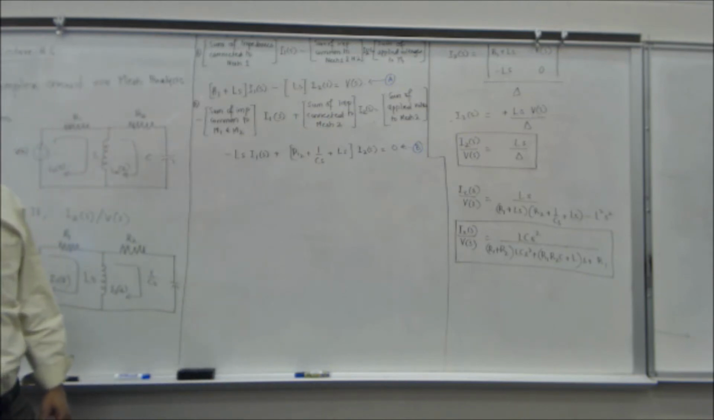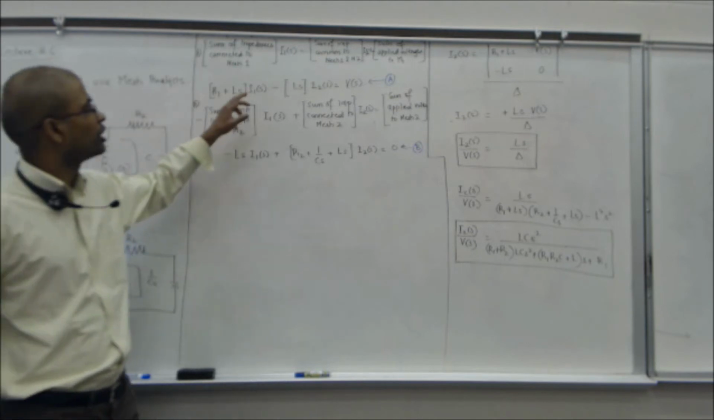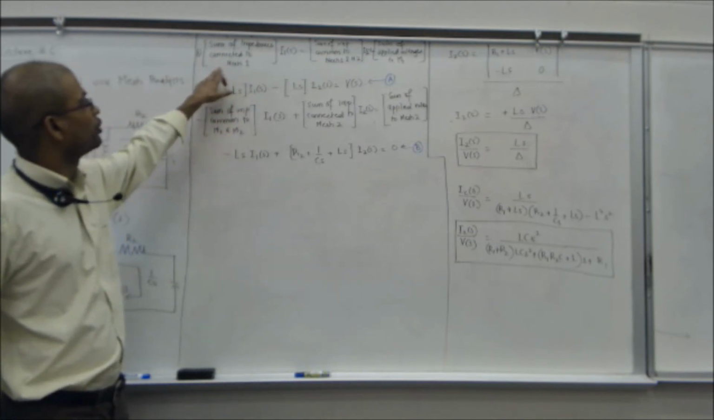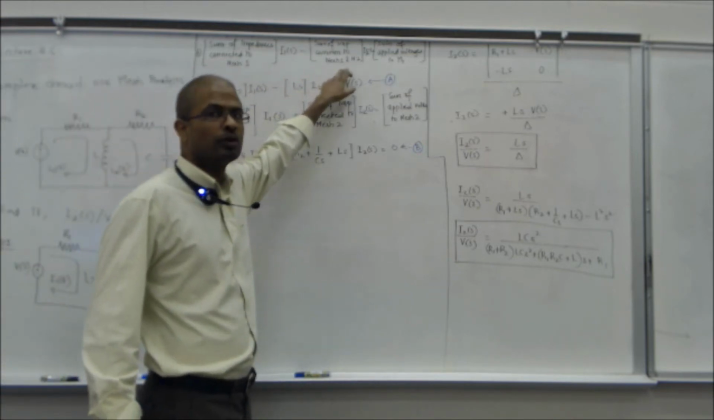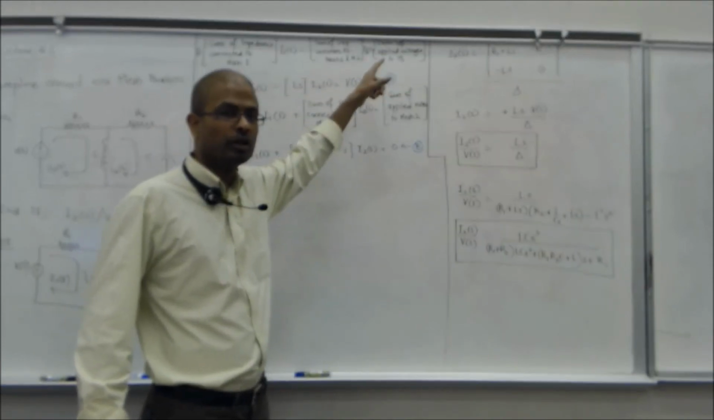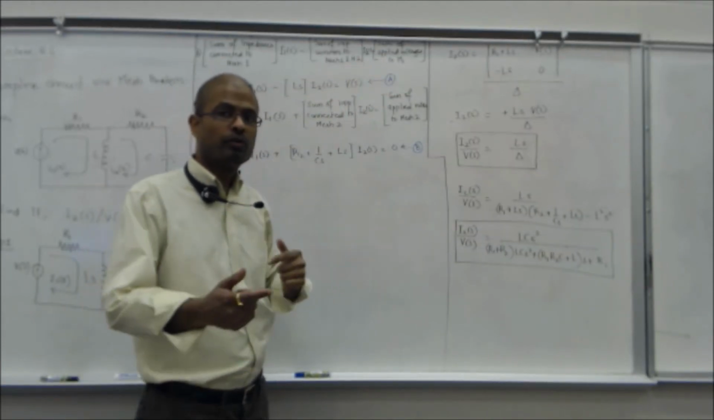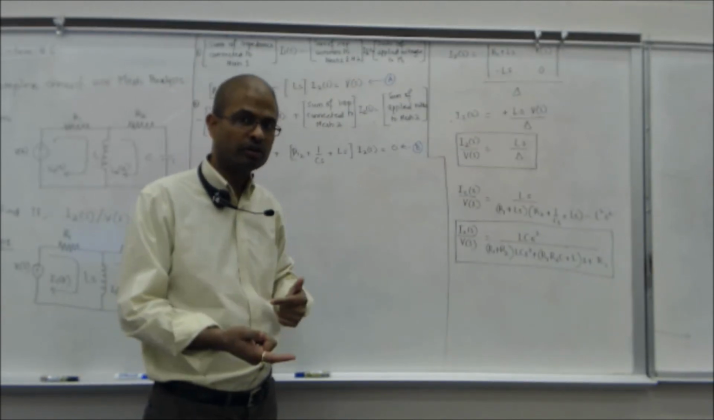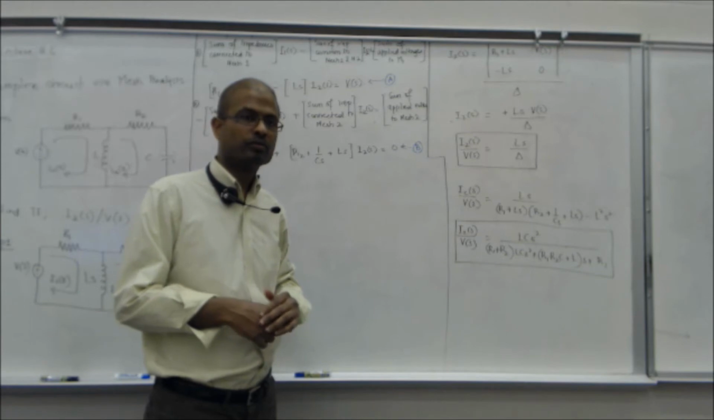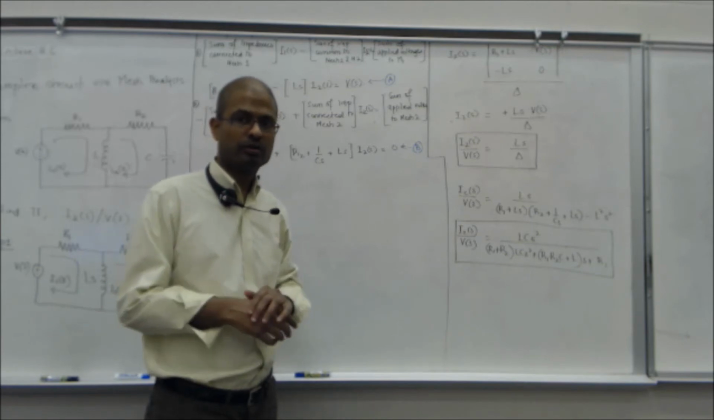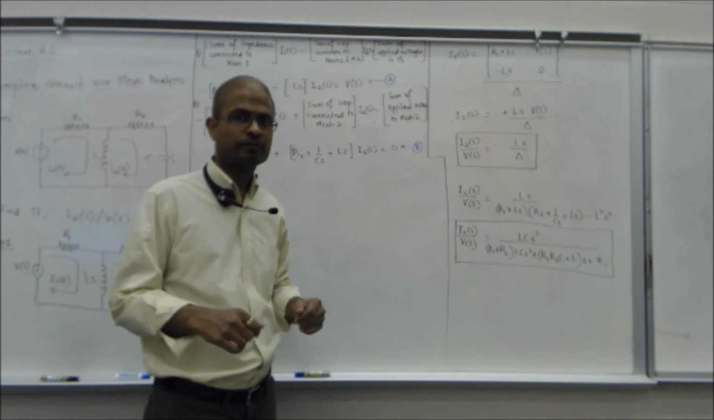For the pre-lab, we have three meshes. For the part that says sum of impedances connected, it will be mesh 1: the sum of impedances connected to mesh 1, minus the sum of impedances common to mesh 1 and 2 times I2, minus the sum of impedances common to mesh 1 and 3 times I3, and so on. It cannot be common to three meshes; it will be common between two meshes.